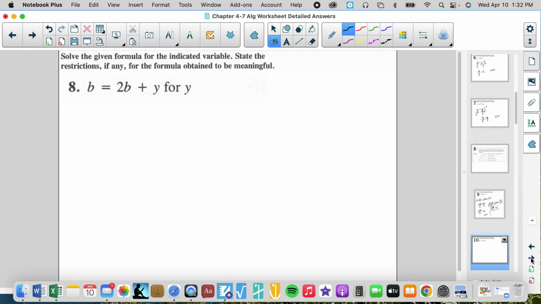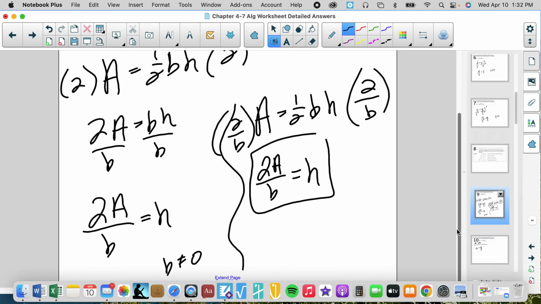We're going to isolate for y. What's happening to y? 2b is being added to it, so we're going to subtract 2b. Those are like terms, so we get negative b equals y. Oh, I forgot about restrictions. And b cannot equal 0.